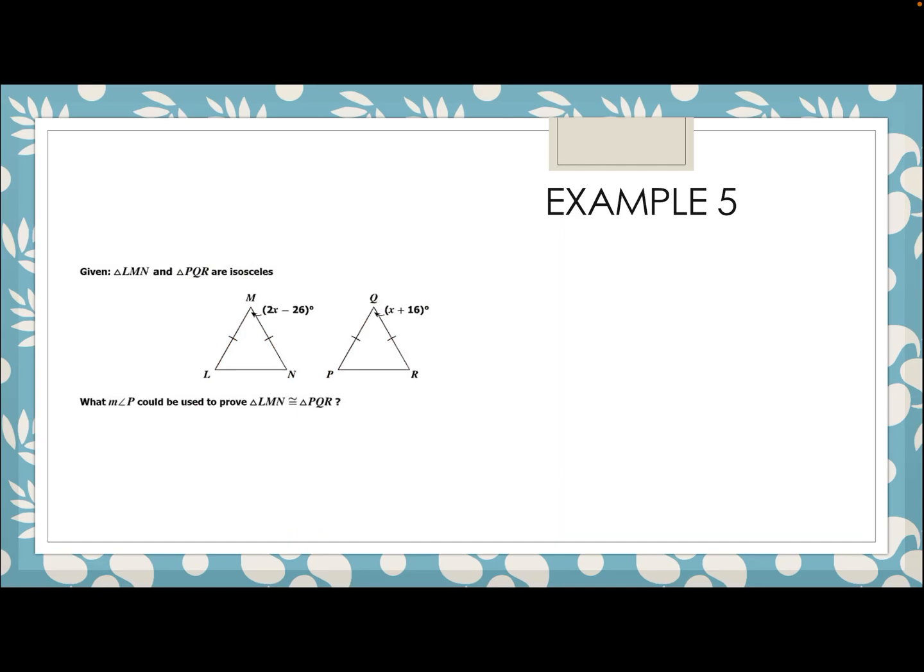So first, we need to find angle M or angle Q. So that's going to mean that 2x minus 26 equals x plus 16. And again, we know that because M is congruent to Q based on our congruency statement. So we get 2x equals x plus 42. Subtract x from both sides, and we get x equals 42.